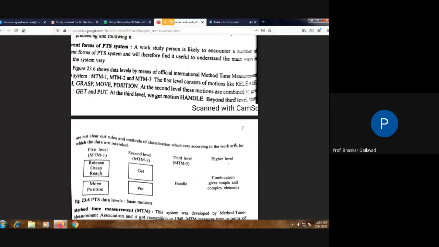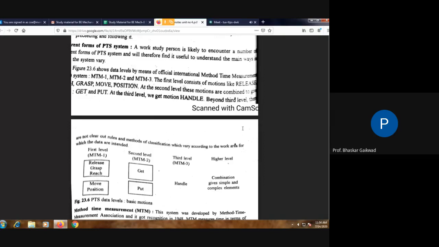Third level, after completing these things, you have to handle that carburetor and you can put in the stock or the side bag. And higher layer combination gives simple and complex elements. If there are any problems, burr, etc., that we'll put in this higher level. But at least we have to follow these three levels, and we have to get the complete time standards for this assembly or any other assembly.